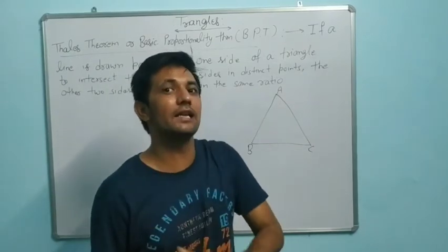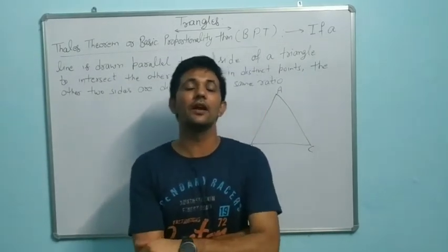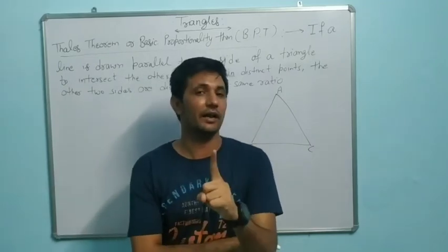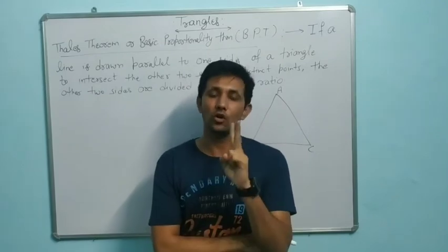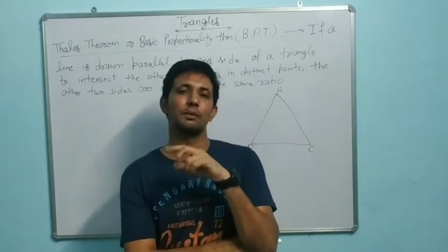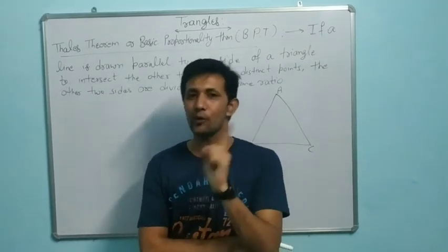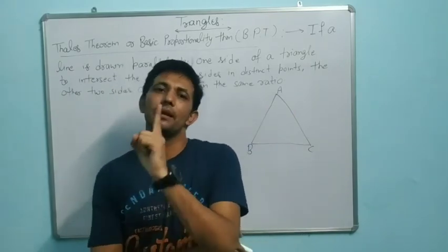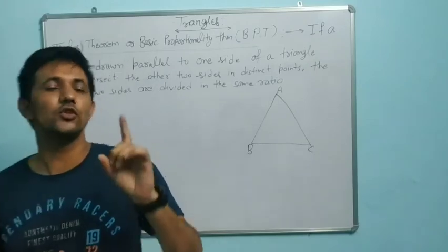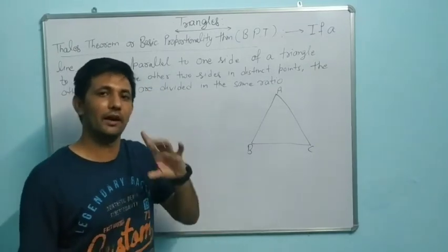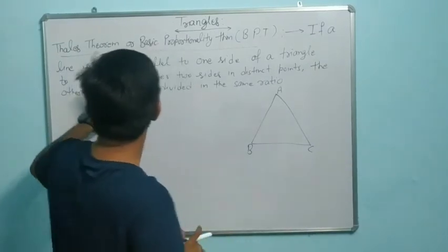We have already learned what similar triangles are. Two triangles are similar if corresponding angles are equal and corresponding sides are in the same proportion. In place of polygons you will write triangle. I have already told you. Now look at Thales theorem.